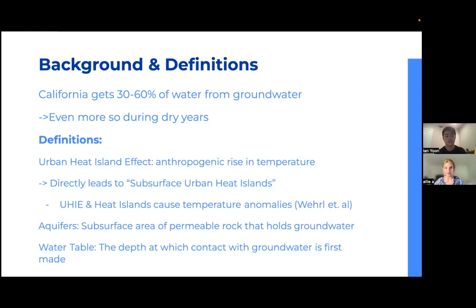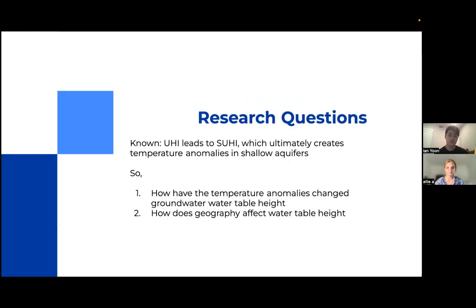Additionally, a water table is the upper surface of the groundwater in an unconfined or shallow aquifer, which is what our study references. So knowing that urban heat islands lead to subsurface urban heat islands, which ultimately create temperature anomalies in shallow aquifers, we attempt to answer these two research questions. One, how have the temperature anomalies changed groundwater table height? And two, how does geography affect water table height?